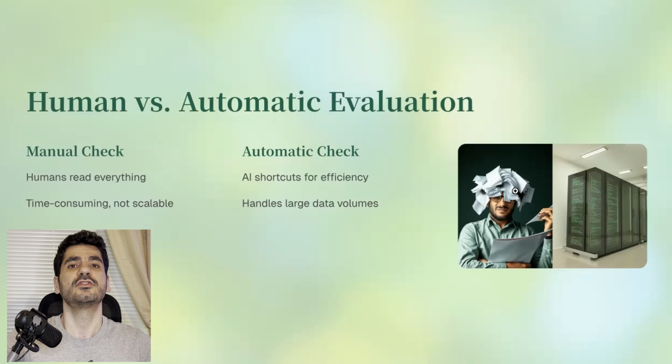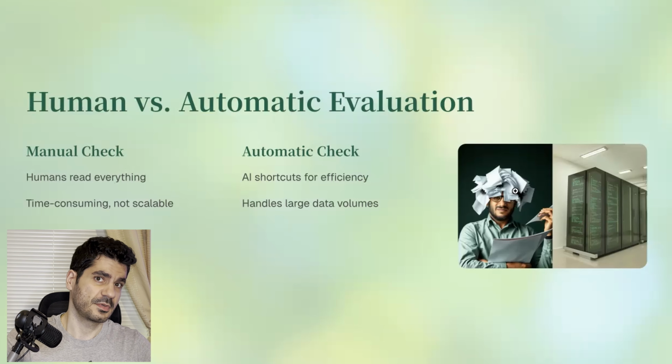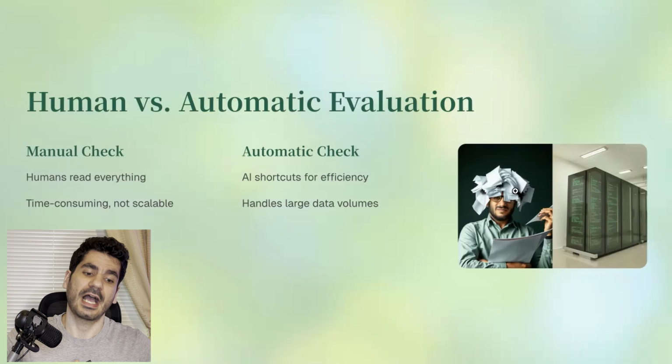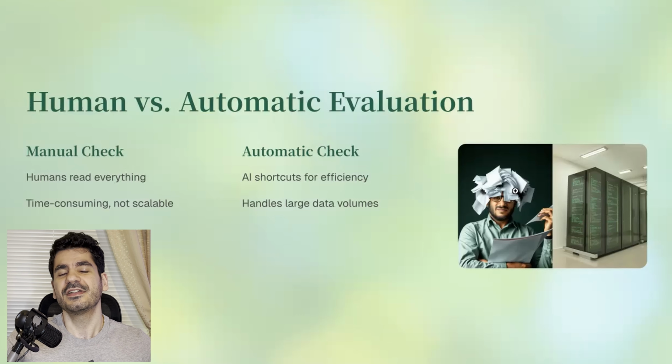There are mainly two ways to do evaluation. One is using human evaluators, and another is to use automatic ones. The problem with human annotators is that it's a manual check, where humans read and use their judgment to provide the response for us, and it can be time consuming and definitely not scalable. On the other hand, we have automatic checks, where we want a shortcut for efficiency that can handle a large volume of data, but we definitely need to make sure it accurately reflects what we care about as humans. So for that reason, it's really important to know what qualities we care about in the response.